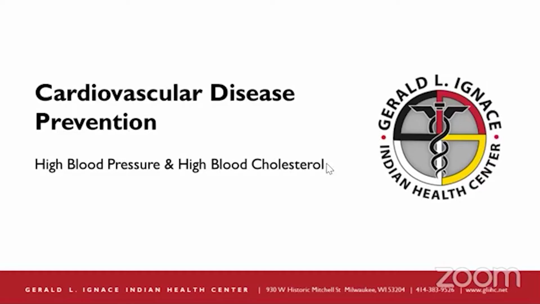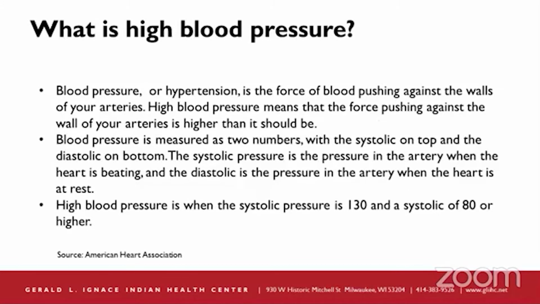So here we go. So first off, what is high blood pressure? High blood pressure, or the medical term hypertension, is the force of blood pushing against the walls of your arteries. High blood pressure means that the force pushing against the wall of your arteries is higher than it should be. So blood pressure is measured in two numbers, with systolic on top and the diastolic on bottom. The systolic pressure is the pressure in the artery when the heart is beating, and the diastolic is the pressure in the artery when the heart is at rest.